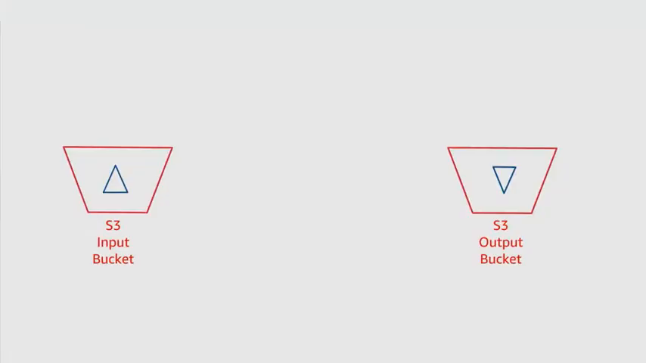So if you wanted to transform a picture that is uploaded to an S3 bucket, and flip it upside down towards another S3 bucket, let's take this example on a diagram. On the left side of this diagram, you can see an S3 input bucket with a triangle. And then on the right-hand side, I have my S3 output bucket with that same triangle flipped.